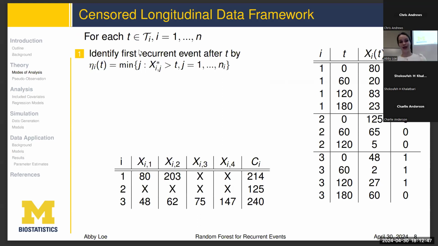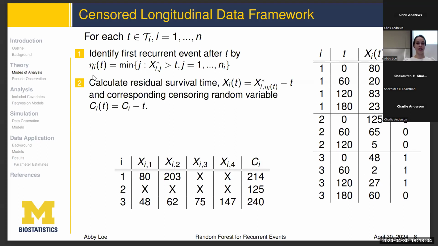So formally, we're going to take each T, each time point in our set of times for each individual, and we're going to identify the very first recurrent event that we see after time T with this A to I variable. So that's going to get our first recurrent event after a specific time. We're going to calculate residual survival time and corresponding censoring survival time.